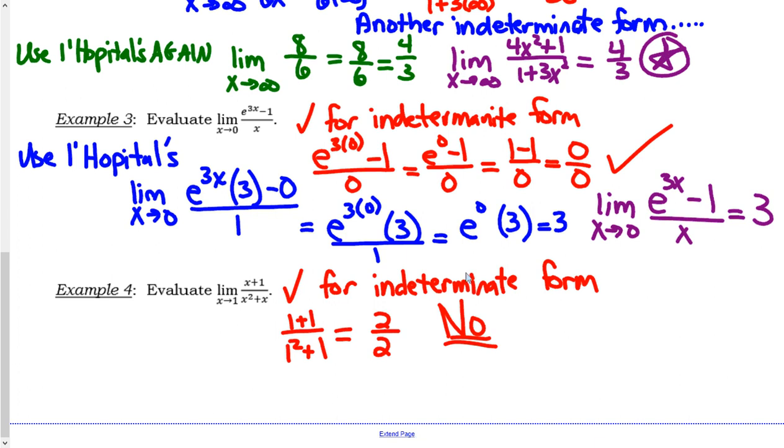So I'm actually finished. I evaluate my limit as x approaches 1 of x plus 1 over x squared plus x. And the value of that limit is going to be 1, which again is what I just did. 2 over 2 is 1. So when you do that check for your indeterminate form, you're actually partially answering the question, even if L'Hopital's does not apply.